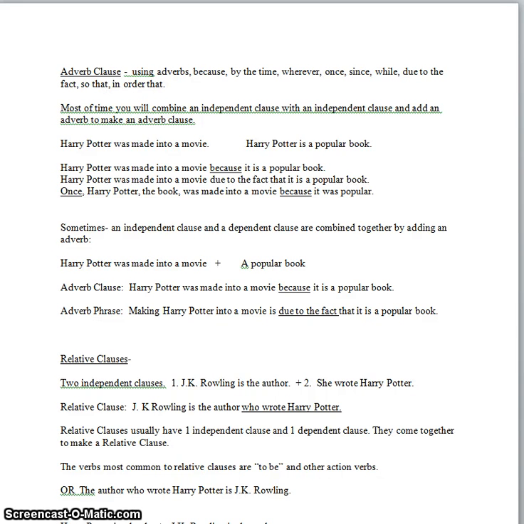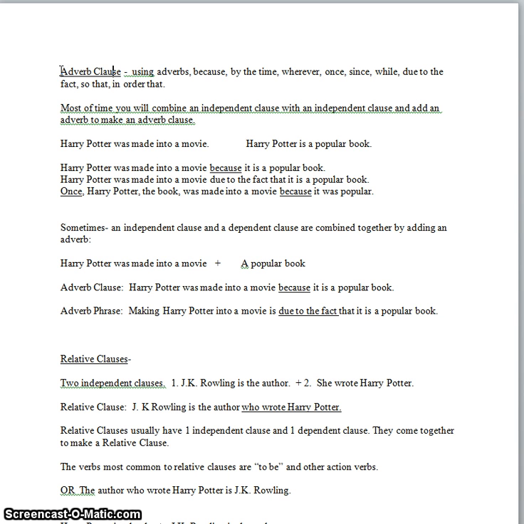Hello class. Today I have decided to make a review sheet for you that talks about adverb clauses, relative clauses, and noun clauses. As you can see at the top of the page, I have adverb clauses.